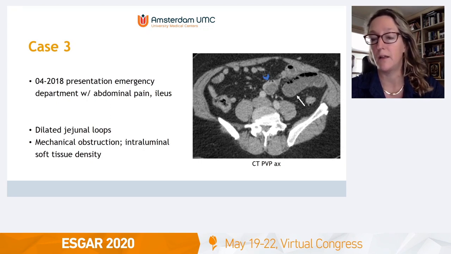and clinically an ileus. And what we saw: a CT was performed, portal venous phase, with dilated jejunal loops, which you can see indicated by the white arrow. And also, we could see that there was a mechanical ileus with the obstruction being in a distal jejunal or proximal ileal loop, indicated by the blue arrowhead. And at this point, there was an intraluminal soft tissue density seen.